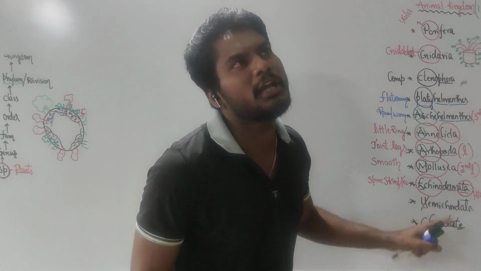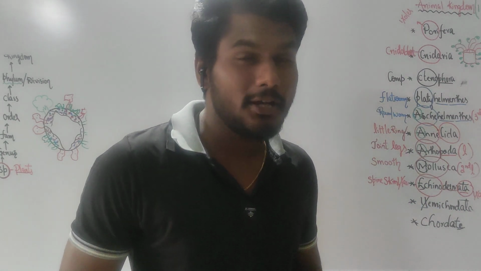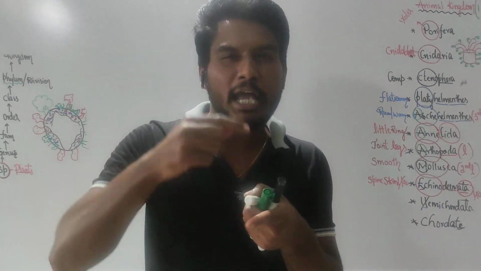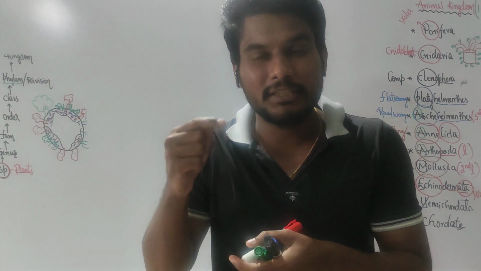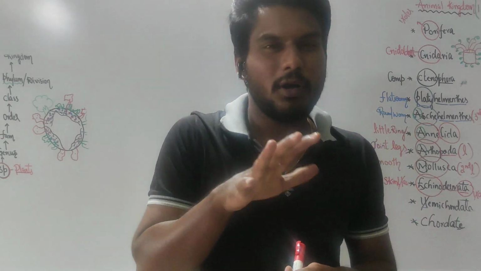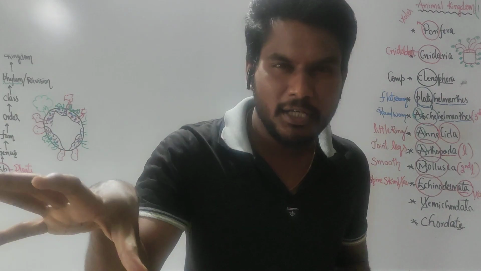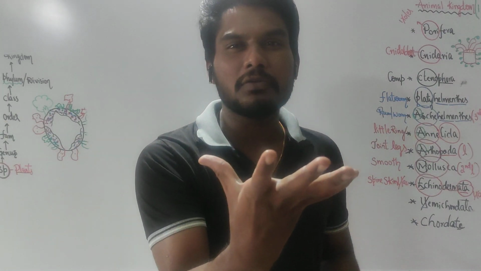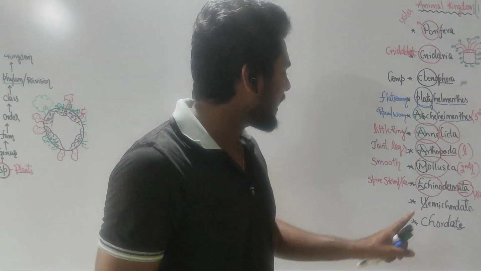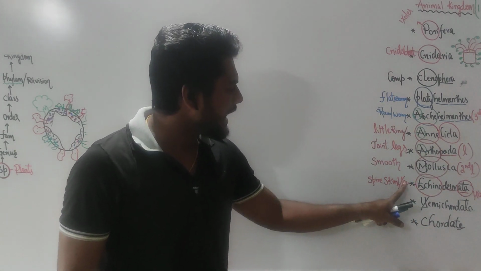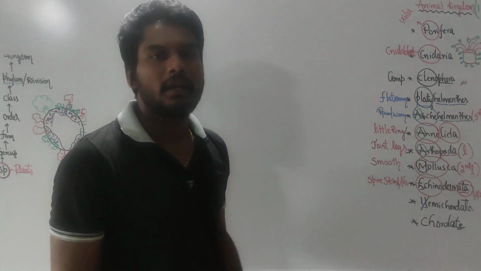Actually, echino means hedgehog. A hedgehog is an animal which has lots of spines, simply called a porcupine, with lots of thorns on the body. If any animal tries to hunt it, it will shed those, and at that time it will escape. So echino means spine, derma means skin, eta means having. Skin having spines. All those animals are placed in echinodermata.